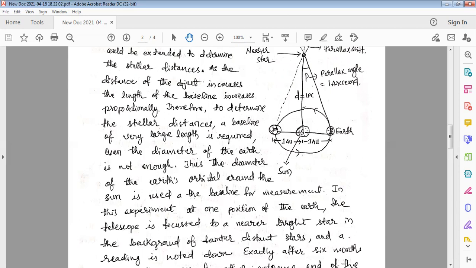That means you are moving, the Earth is moving, so you have to wait until the Earth comes to this position. The time taken by the Earth to move to this position is 6 months. So it takes exactly 6 months to come to this position. For that you have to continuously watch this star, and you have to wait. And once the star comes to this position, the observer takes the second reading.